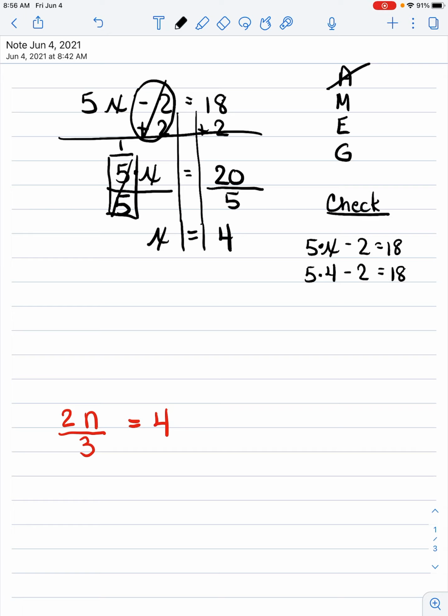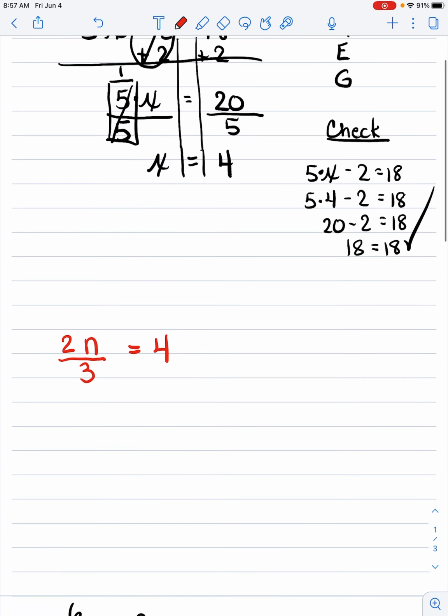Now we will follow our GEMMA the right way because we are evaluating this. 5 times 4 is 20, minus 2 equals 18. 18 does equal 18, and you give yourself a big pat on the back. Okay, so that's one instance where we're solving a two-step equation. Now let's look at this other one.